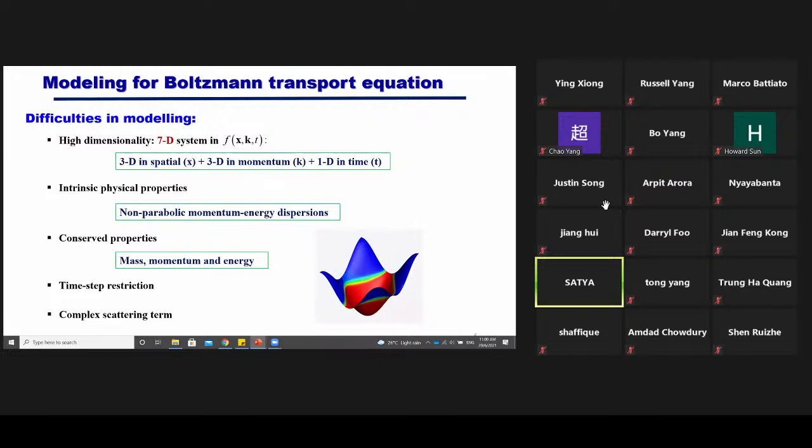So what are the difficulties in modeling the Boltzmann transport equation? At first, it is high dimensional, 7-dimensional: 3 dimensions spatial, 3 in momentum, and 1 in time. Secondly, it has intrinsic physical properties such as non-parabolic momentum-energy dispersion. It should have conserved properties like mass, momentum, and energy. It has difficulty with time step restriction and, of course, a complex scattering term.